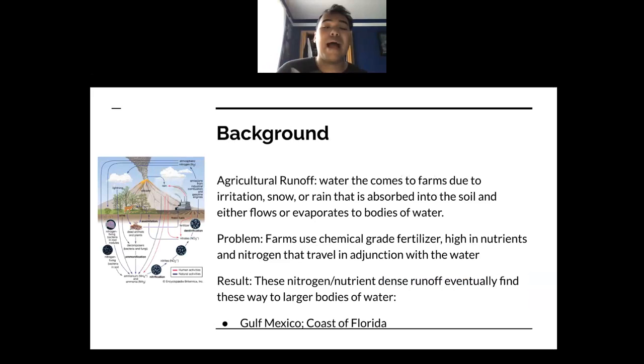So a bit of background: agricultural runoffs, or runoffs in general, are basically water that comes from farms due to watering, snow, rain. That water is then absorbed into the soil and then transported, whether through just flowing naturally or evaporating into bodies of water. The problem with this, though, is that often farming practices use chemical grade fertilizer. These fertilizers are rich in nutrients and nitrogen, which are great for farming and plants, but will have an adverse effect if they get into water. So the result is you'll have these highly nutrient dense runoffs that eventually find their way all the way to larger bodies of water that include the Gulf of Mexico and, as we've talked about before, the coast of Florida.